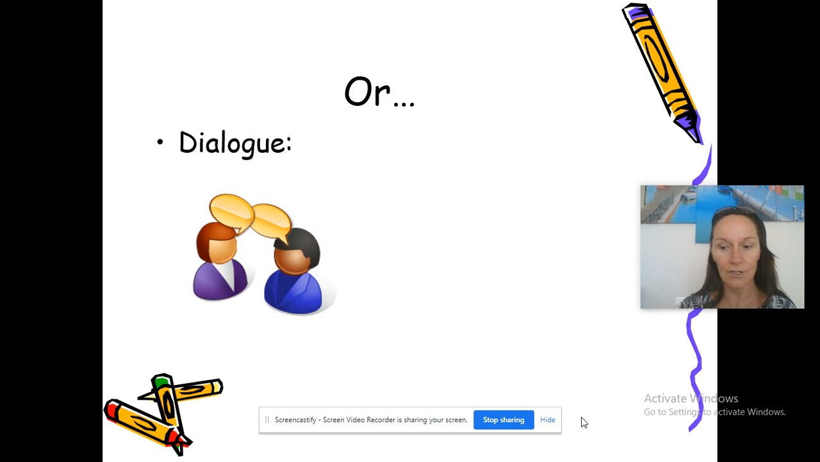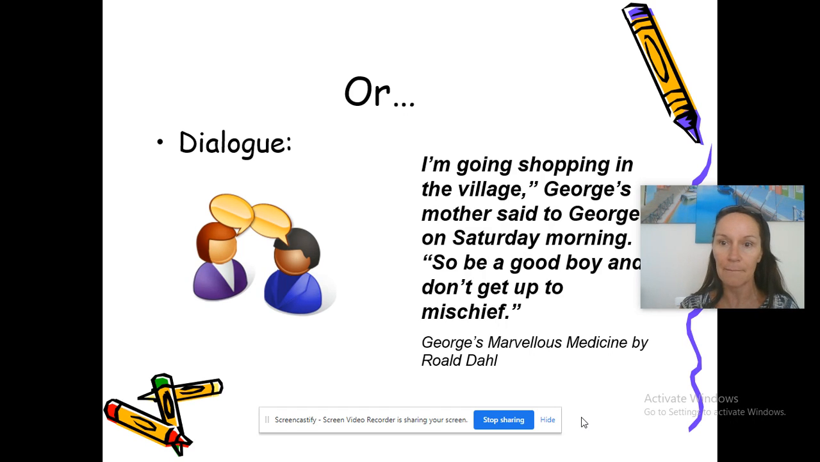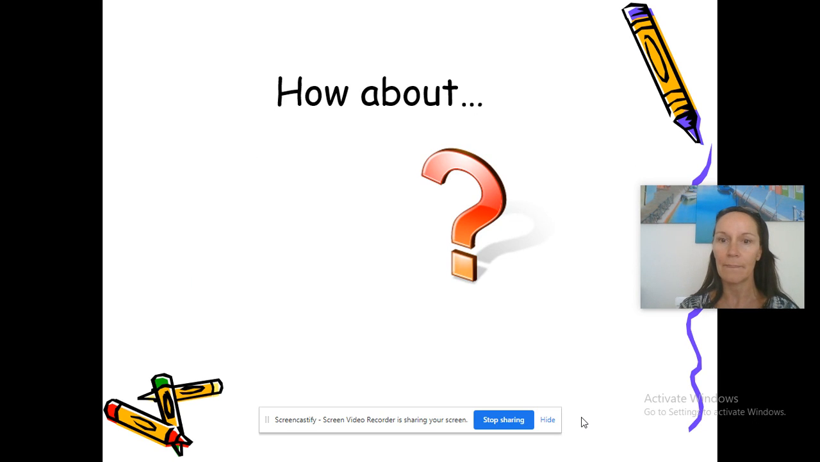Or another way you could is through speech. It could start straight away by a dialogue between two characters, or just they're being addressed directly as the reader. "Going shopping in the village, George's mother said to George on a Saturday morning. So be a good boy and don't get up to mischief." George's Marvellous Medicine, that's how that story opens.